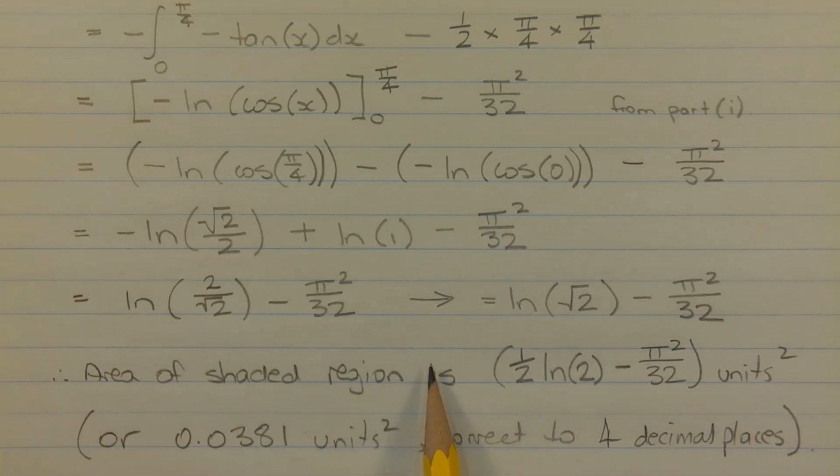So the area of the shaded region is half ln of 2 minus pi squared over 32 square units in exact form, or 0.0381 square units, correct to 4 decimal places.